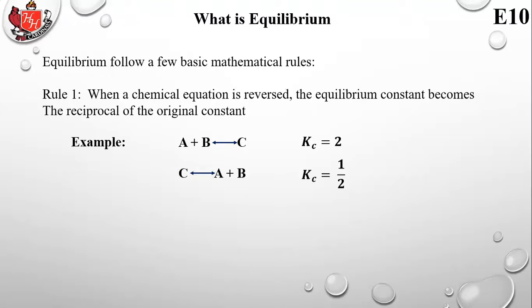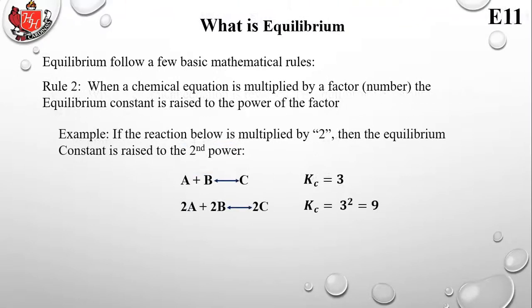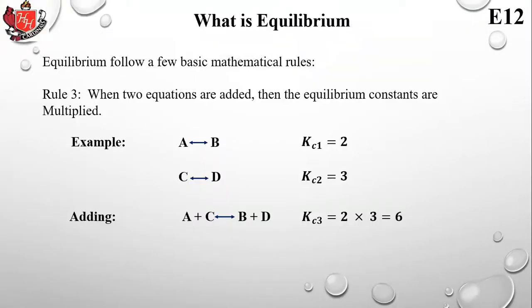The next rule is if you multiply through by a factor, so down there you see A plus B gives you C, and if you multiply everything by 2, then what you do is you raise the equilibrium constant to the power of whatever coefficient you multiplied through by. And finally, when you add the reactions, what you do to the 2 individual equilibrium constants is you multiply them. Okay, so we'll go ahead and use that to solve this problem.